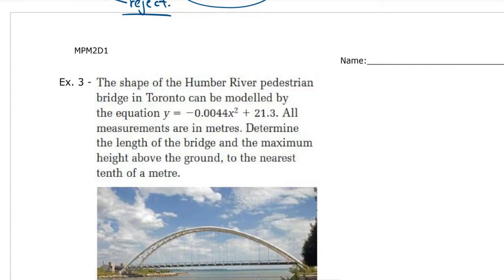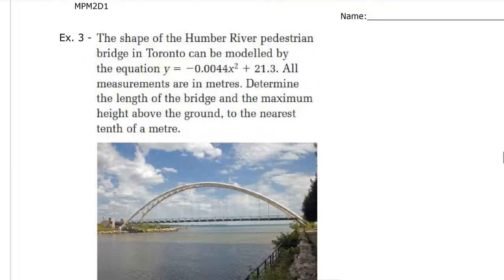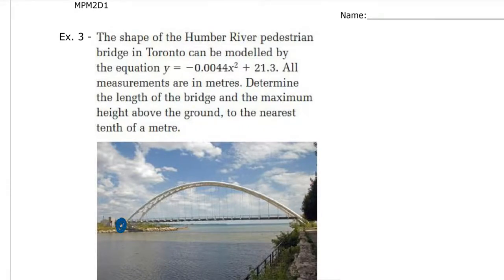Here we have: the shape of the Humber River pedestrian bridge in Toronto can be modeled by the following equation: y equals negative 0.0044x squared plus 21.3. All measurements are in meters. Determine the length of the bridge and the maximum height above the ground to the nearest tenth of a meter. So what points do I need to find the length of the bridge? Well, it'd be useful to have the starting point and where the bridge ends.